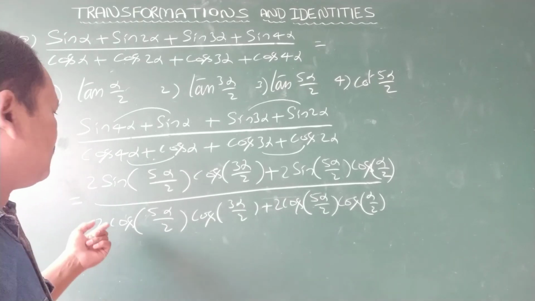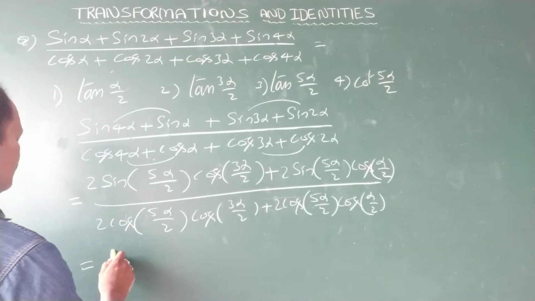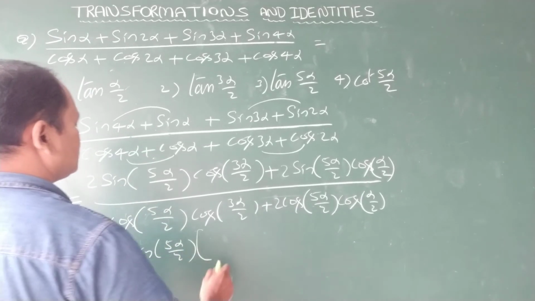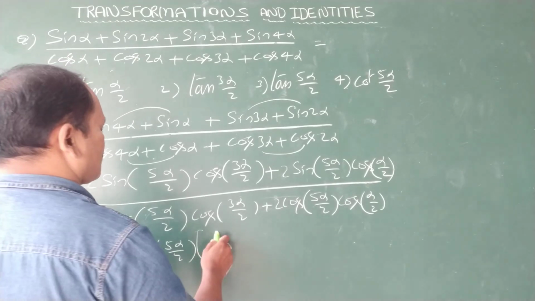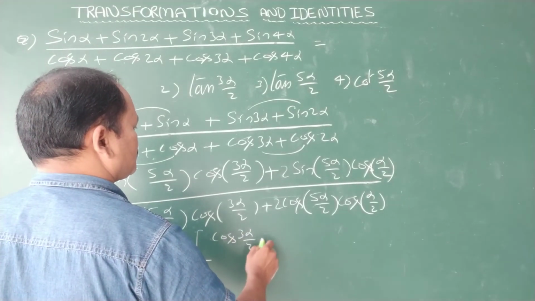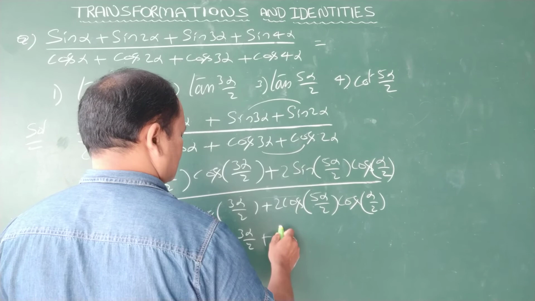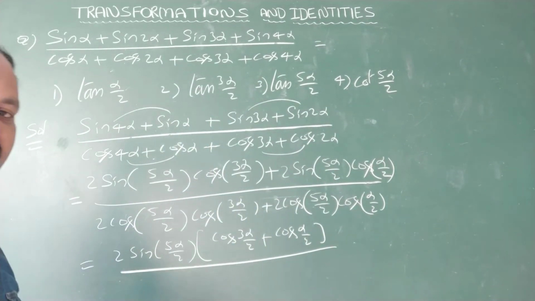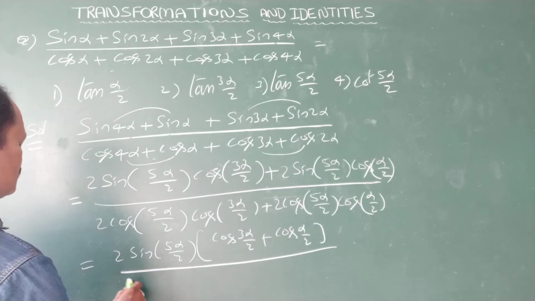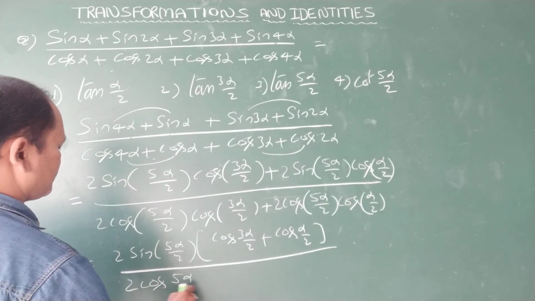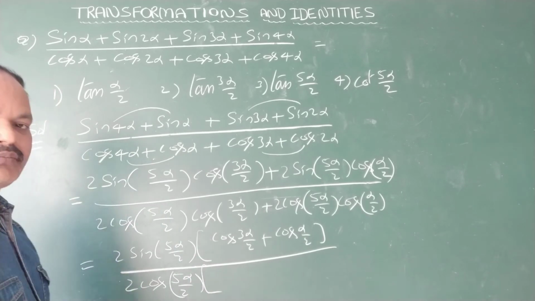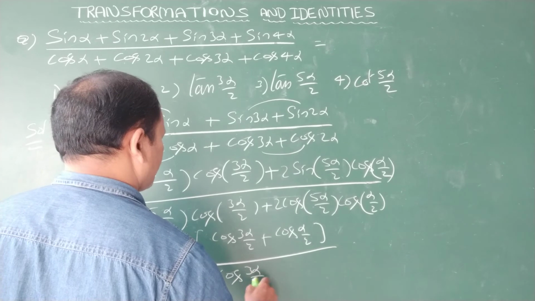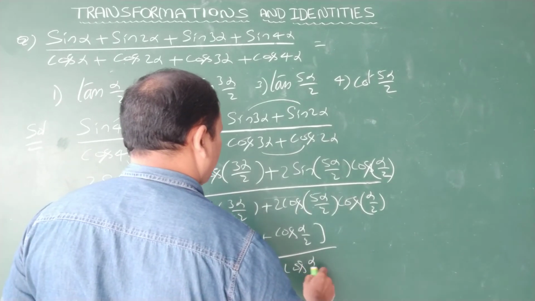Now from the numerator we take common 2 sin 5 alpha by 2, then remaining is cos 3 alpha by 2 plus cos alpha by 2. In the denominator we take common 2 cos 5 alpha by 2. In the bracket we have the same function, cos 3 alpha by 2 plus cos alpha by 2.